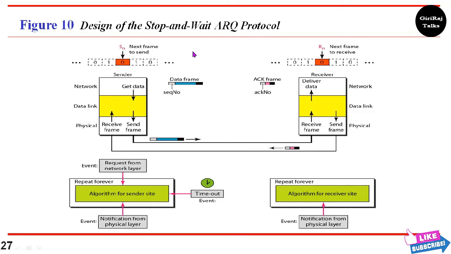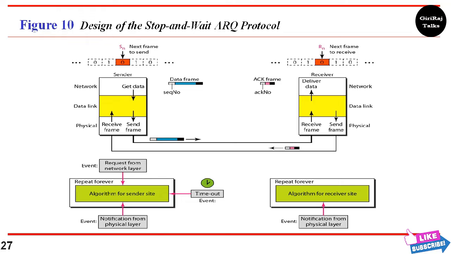You just observe on the screen. This is the design of the stop and wait ARQ protocol. Figure 10 shows the design of the stop and wait ARQ protocol. The sending device keeps a copy of the last frame transmitted until it receives an acknowledgement for that frame. A data frame uses a sequence number and an acknowledgement frame uses an ACK number.